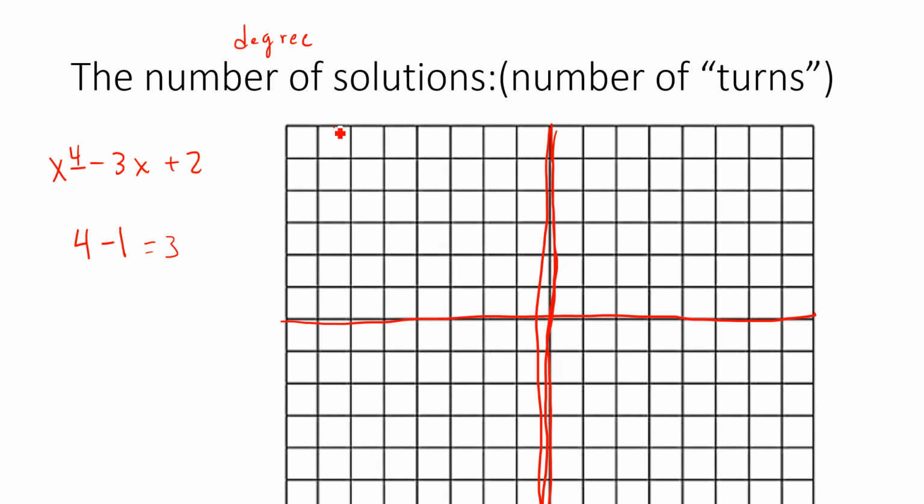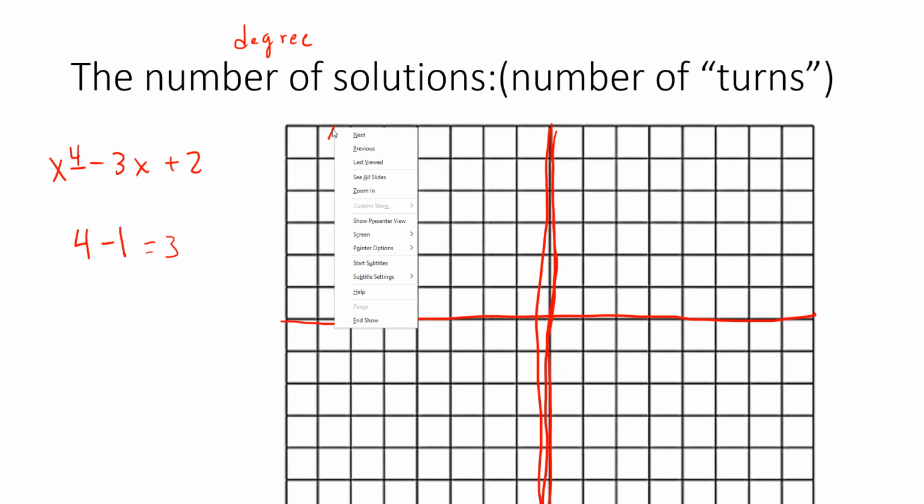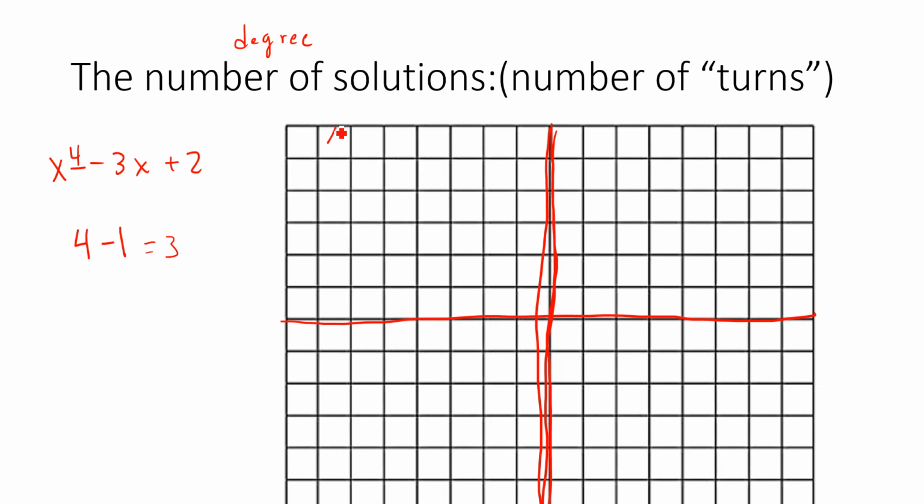So we'll have 4 minus 1, which is 3 turns. This graph is going to look more or less like this. You see it's going to go that way, then it's going to turn: 1, 2, 3 turns, and then it's going to look something like this. Because this expression has a degree of 4, it takes 3 turns before you decide the end behavior.